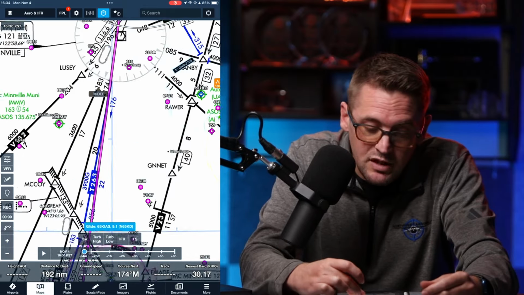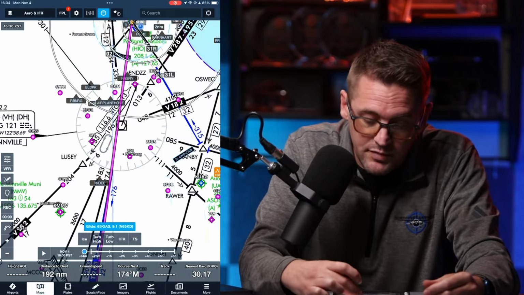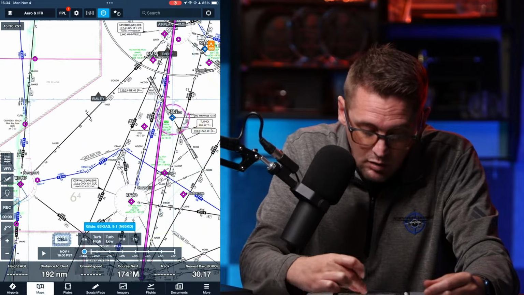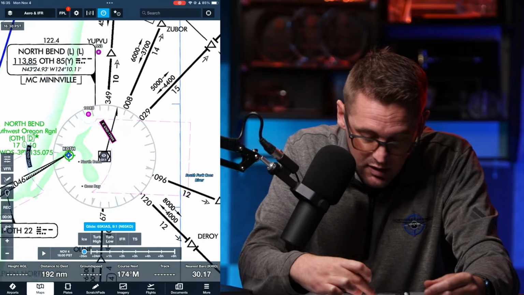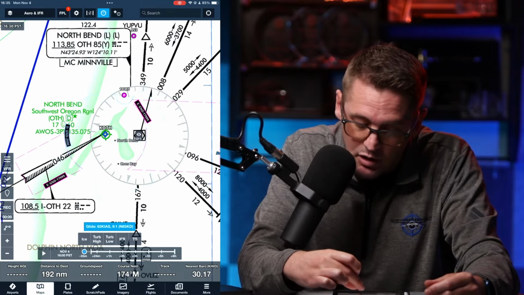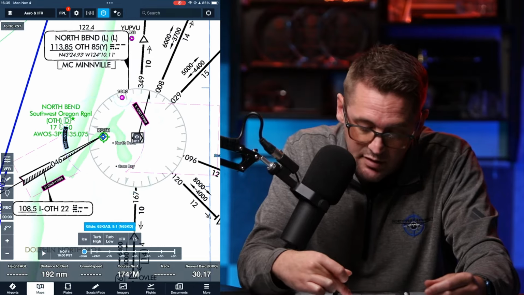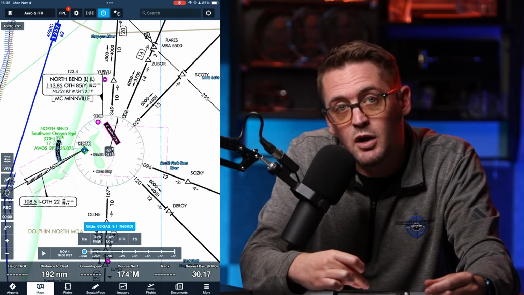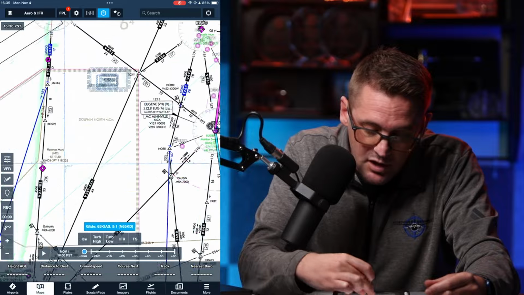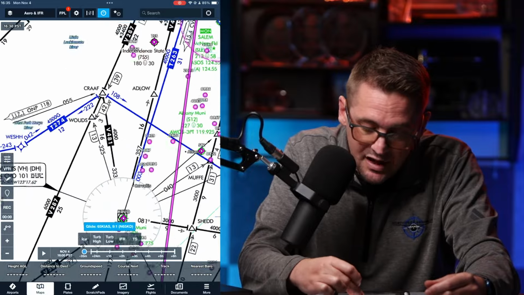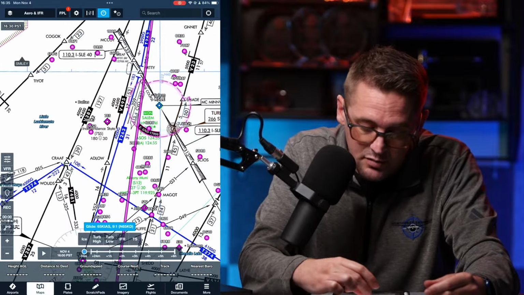In this case, that would be the Newburgh VOR up here, all the way down to the North Bend VOR. 127 miles all the way from the Newburgh VOR to the North Bend VOR on Victor 287. So that's what that number inside the square box is indicating, okay?